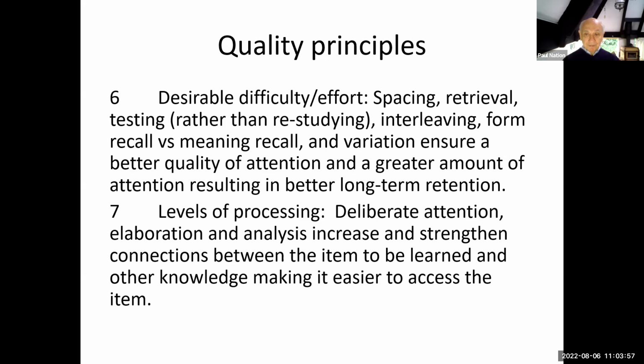Now, if we look at levels of processing, there's deliberate attention. If we deliberately focus on something, then we are likely to give it more thoughtful attention than if it's incidental attention. Elaboration and analysis. Elaboration is things like looking at collocates, seeing the word in the sentence, imagining a visual representation of what you're looking at, or seeing a visual representation of the language that you're looking at. These are all ways of adding new associations to what we're learning.